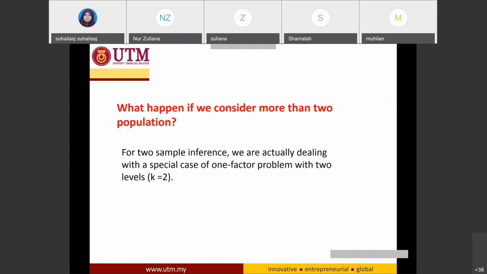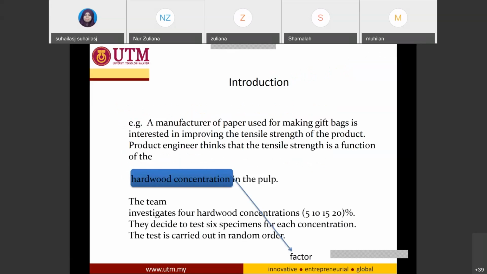When we want to consider more than two populations, we will use analysis of variance, or in simplified form, we call this ANOVA. So ANOVA, or analysis of variance. Okay, so let's consider this in an example.